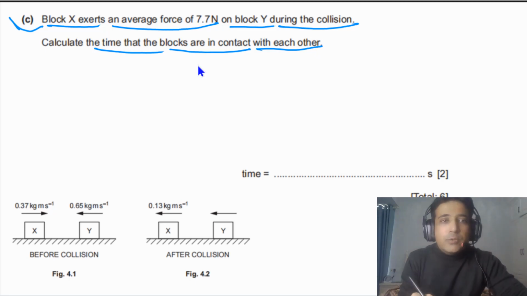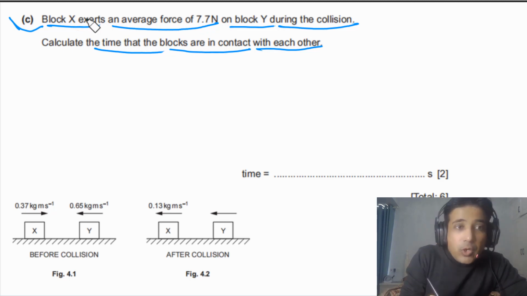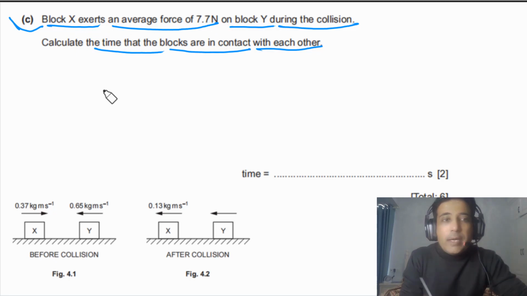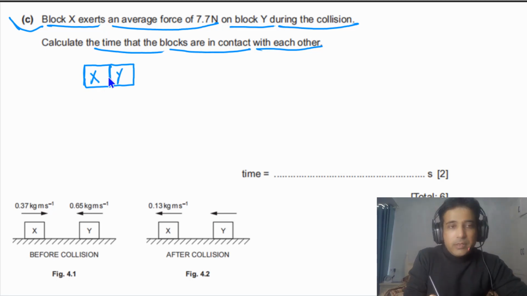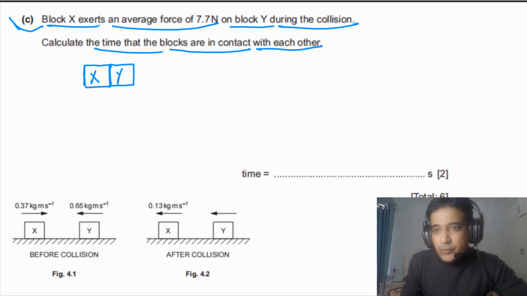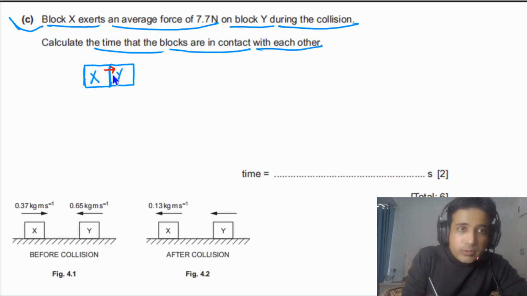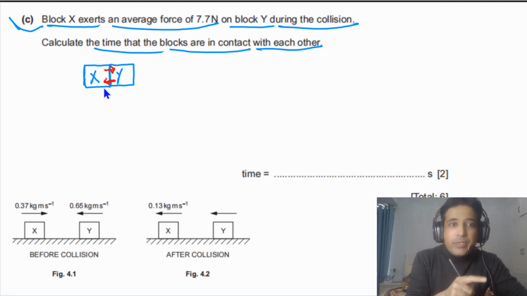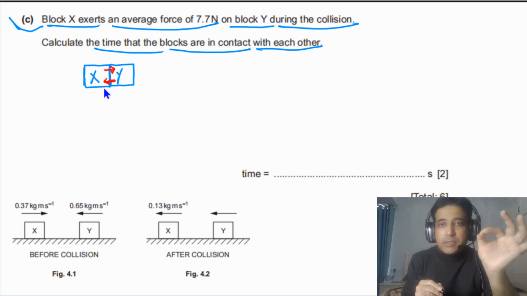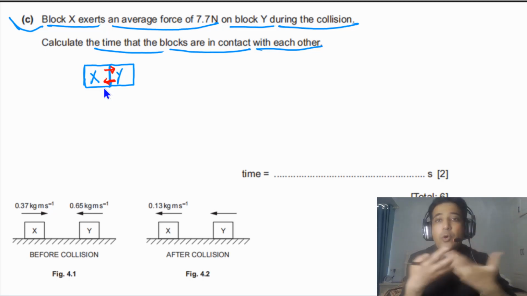So let's try to answer this question. In this question, it is given to us that block X exerts this much force on block Y. So first of all, we can draw here: we have block X and we have block Y. Block X exerts a force on block Y, so this is the force by X on Y. And Y will also exert an equal force in magnitude, but in the opposite direction, on block X. So the force on X is equal in magnitude to the force on Y, but they have opposite directions.